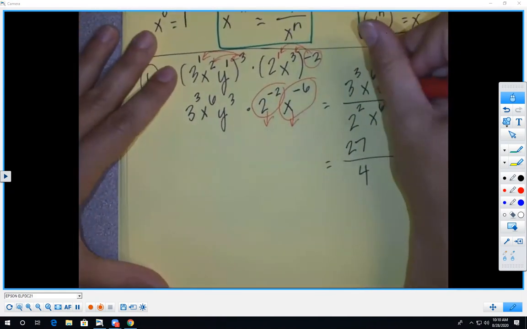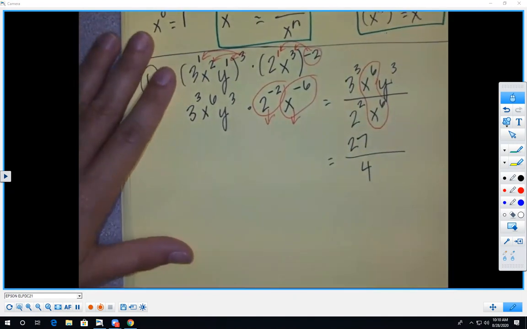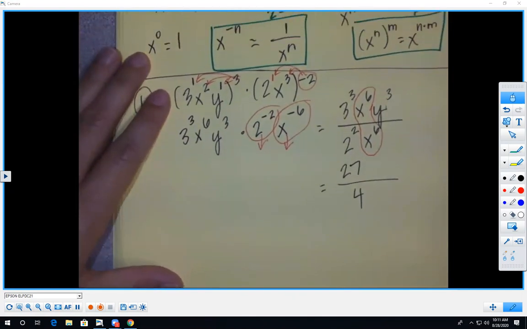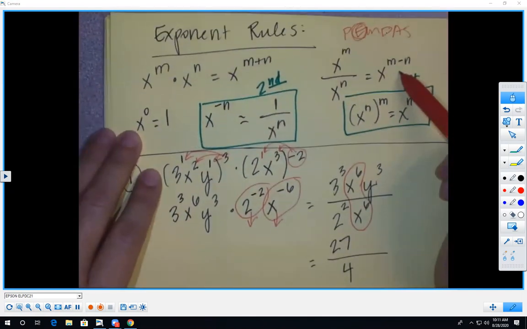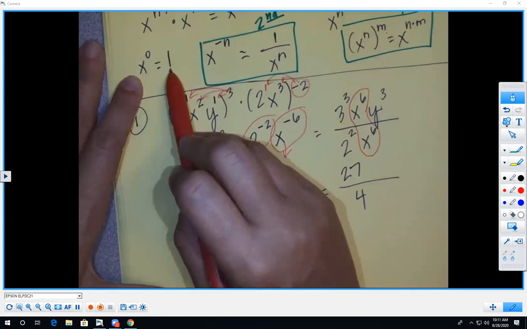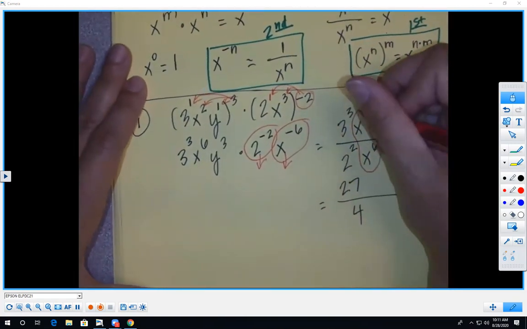You notice I have an x to the 6th on top and x to the 6th on bottom. What happens to those? They essentially cancel out. They divide out. If I did my exponent rule here, I would subtract my exponents. And what's 6 minus 6? 0, and x to the 0 is just a 1. So I could technically multiply 27 by 1 if I wanted to. Okay, so the x to the 6 goes away.